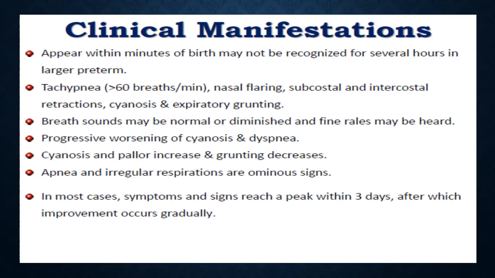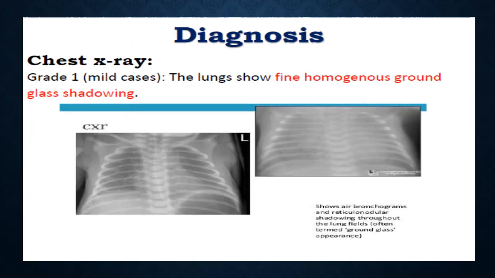Progressive worsening of cyanosis and dyspnea occurs if neglected. Cyanosis and pallor increase and grunting decreases. Apnea and irregular respirations are ominous signs. In most cases, symptoms and signs reach a peak within 3 days, after which improvement occurs gradually. That's in the good cases, of course.